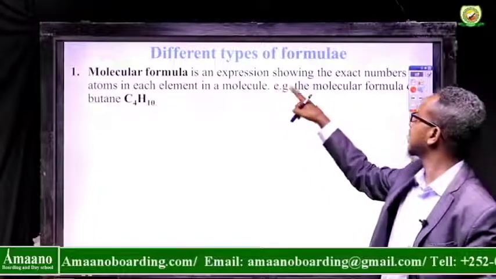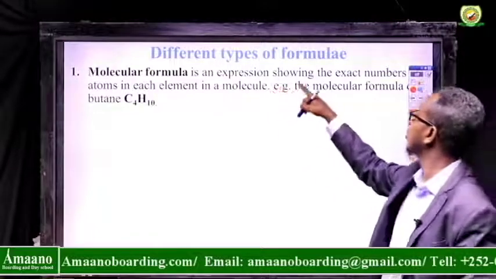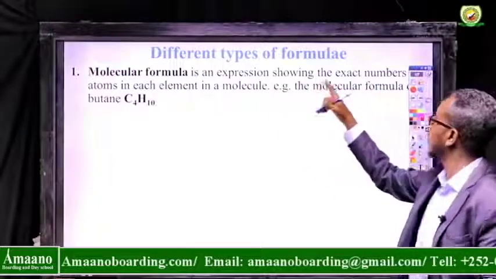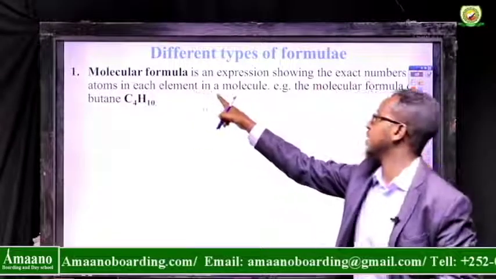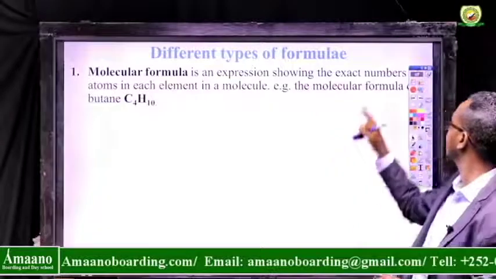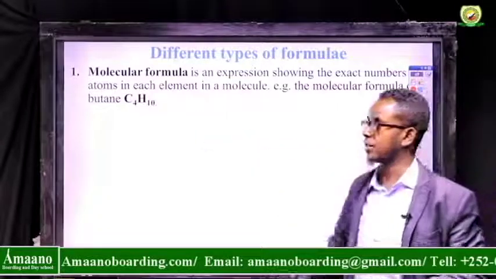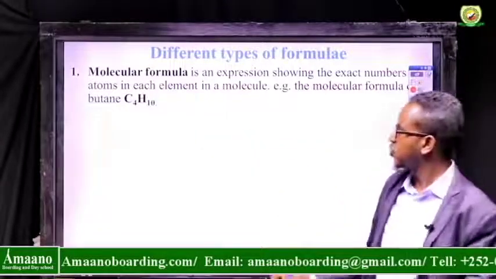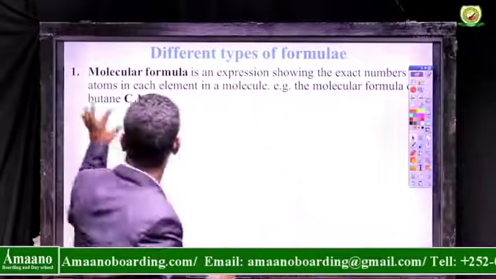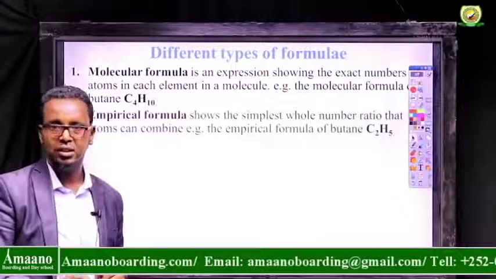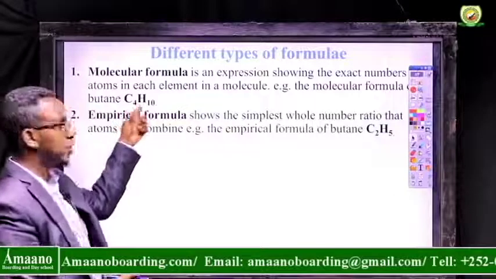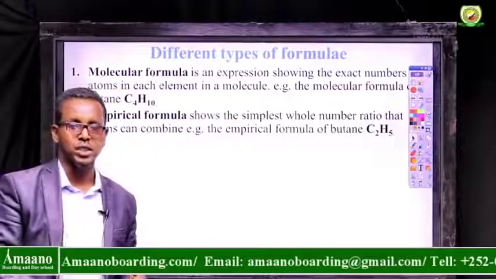A molecular formula is an expression showing the exact numbers of atoms of each element in a molecule. For example, here we have C4H10, which is called butane. This is very concise. It contains 4 carbon atoms and 10 hydrogens.